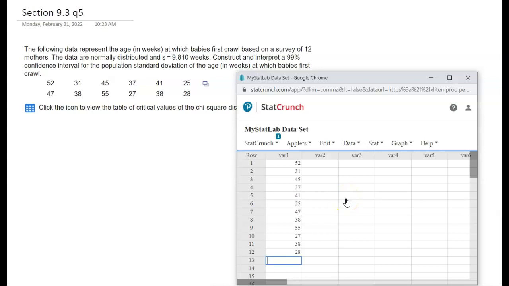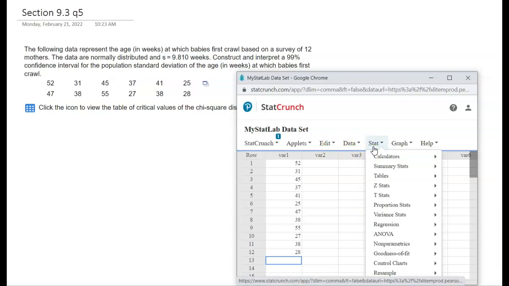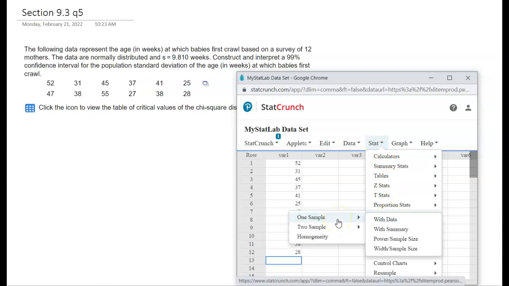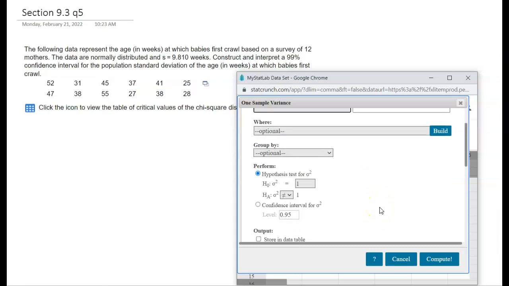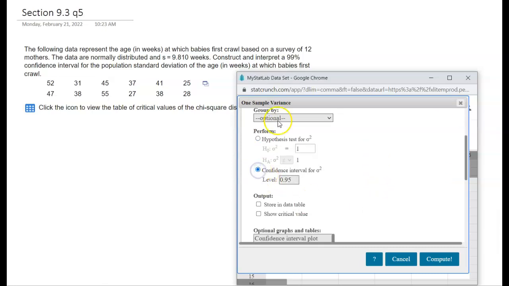So, estimating a population standard deviation confidence interval given a set of data. What we're going to do in StatCrunch for this scenario is go to Stat and then Variance Statistics, and we're going to choose one sample. We're going to say with data. Our data is in this column var1. It's not grouped by anything. And we're going to do a confidence interval, and this one is at a level of 99%.